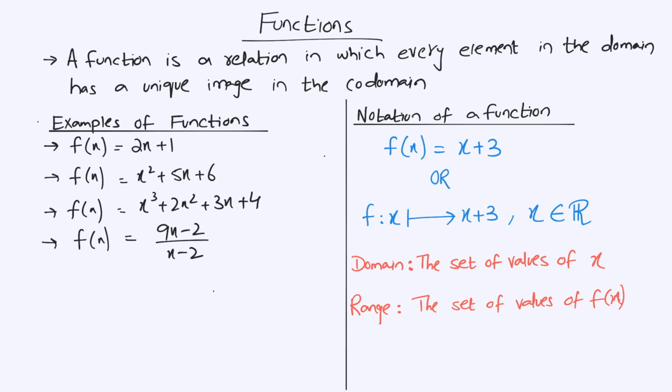Hi everyone. So in this video we'll be covering the topic of functions in O levels. So basically a function is a relation in which every element in the domain has a unique image in the codomain. Now some examples of functions are these. f of x equals 2x plus 1. As you can see over here, it's a linear function.